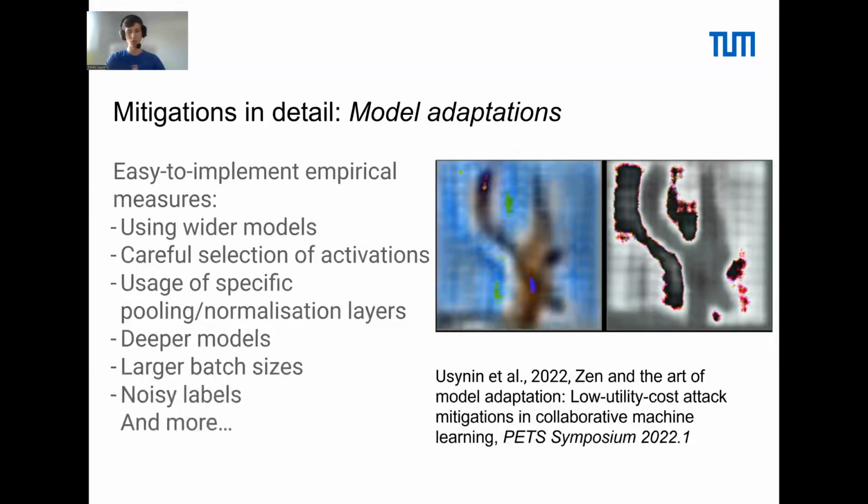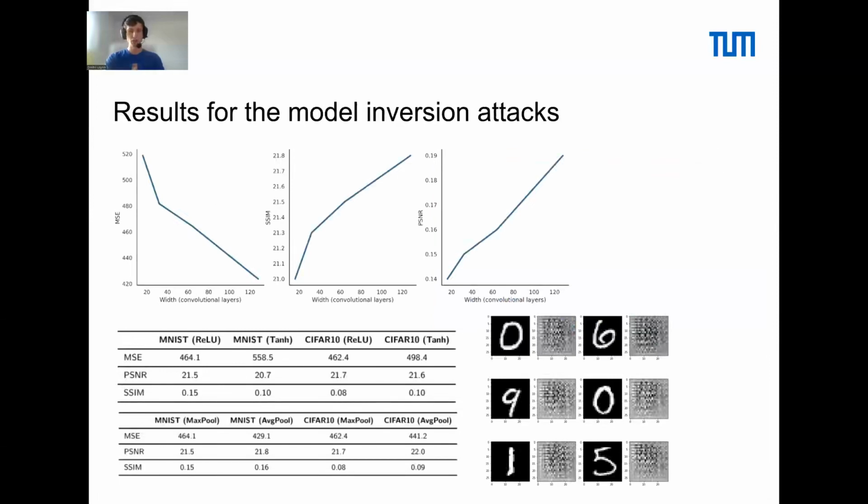If you look at the right hand side of the picture, the left hand side is the generative decoder attack on CIFAR without adaptations, and the right hand side with adaptations. I'm going to briefly present some noteworthy results. For the decoder attack, we found that increasing the width of the convolutional layers presented the attacker with more data that they could utilize to reconstruct the images.